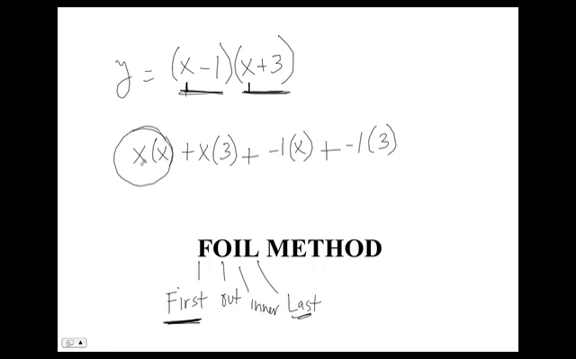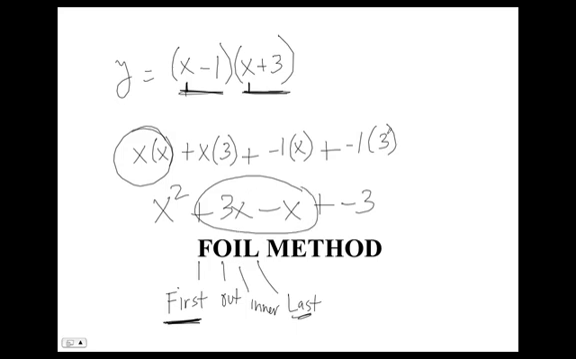Alright? X times x, x squared. Plus x times 3, 3x. This is minus x. I'll just write plus negative 3, but I'll change that up in a second. You always do like terms. Plus 3x minus x becomes x squared plus 2x minus 3 equals y. What did we just do?